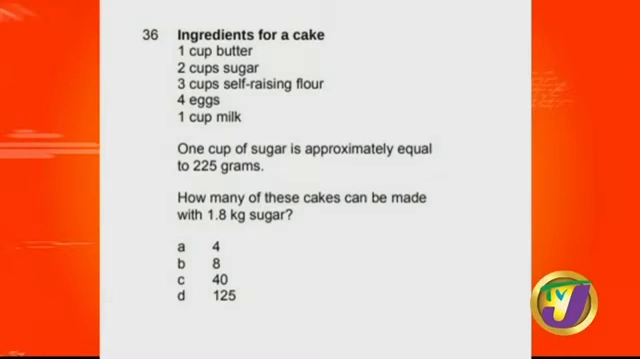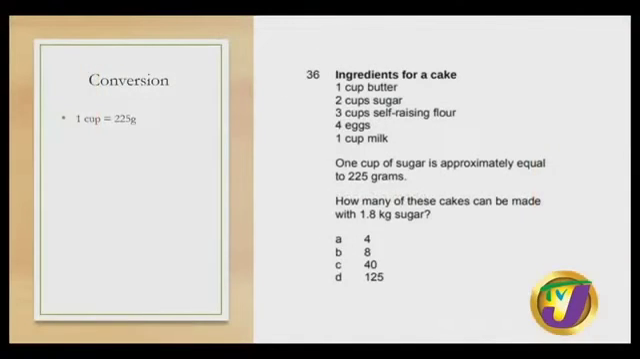Well, since the sugar is in kilograms and they told you how much 1 cup of sugar is in grams, I would hope that you'd want to convert that 1.8 kilograms to grams, so it's easier for you to work this out. So let's look at some information that we can take from the question. 1 cup is approximately 225 grams. 2 cups obviously is going to be twice as much, which would be 450 grams. And the 1.8 kilograms works out to be 1,800 grams.